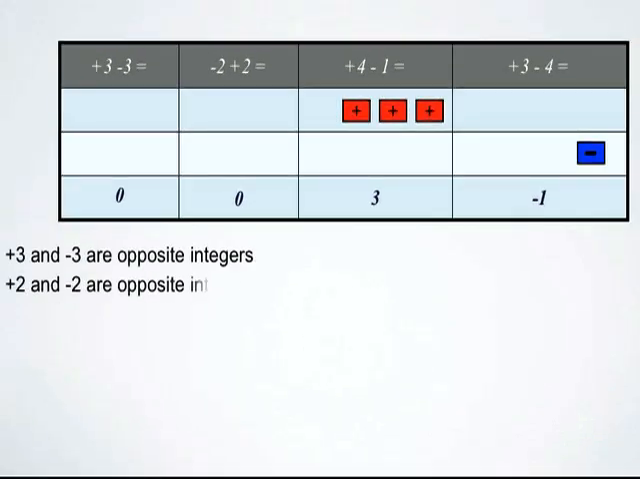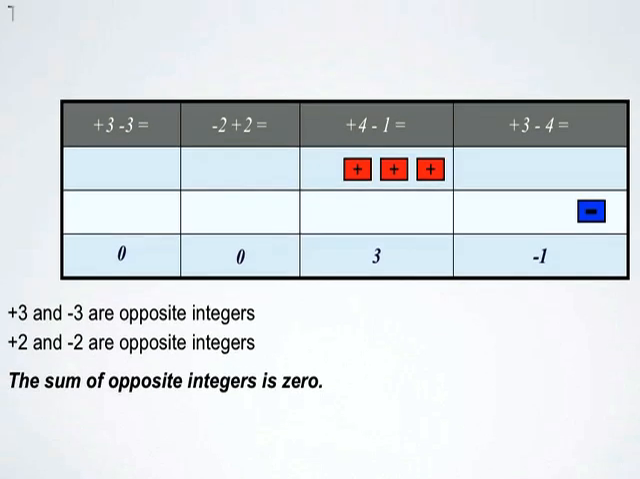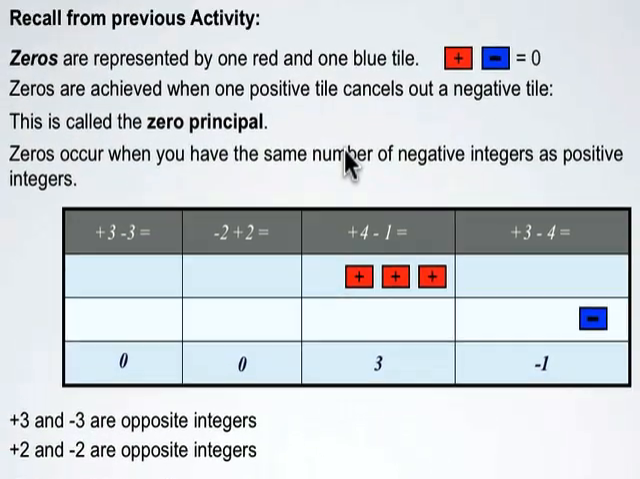We looked at the idea that opposite integers have the same numeric value, like 3 and -3, 2 and -2, but have opposite signs, and the sum of opposite integers is always 0. This is called the zero principle. And zeros occur when you have the same number of negative integers as positive integers, or the same number of red tiles as blue tiles.